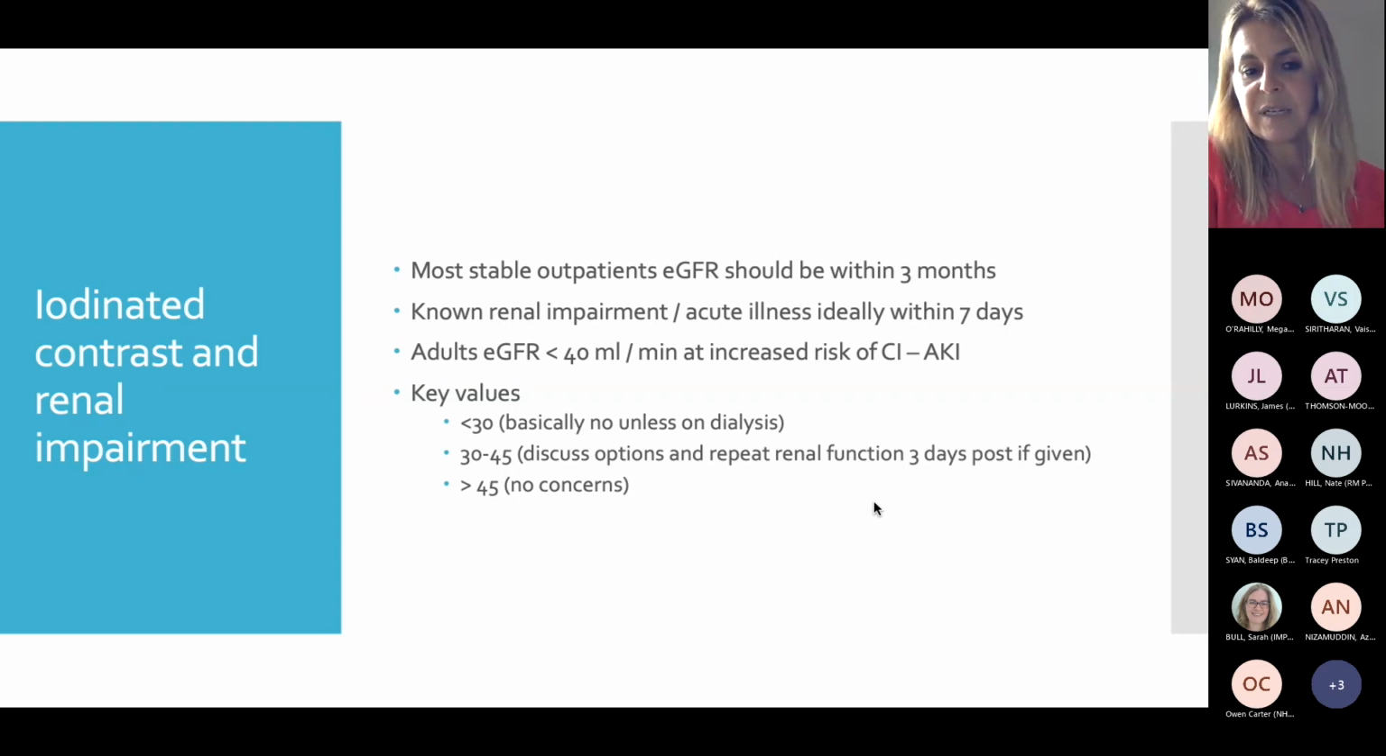And the key values we use in the imaging department are less than 30, 30 to 45, and over 45. So less than 30 is usually a no, unless they're on dialysis, very stable, and they've had a specific discussion with their renal consultant. 30 to 45 is discuss options in terms of what we're doing the scan for, how necessary is it, and then a repeat renal function 3 days afterwards. And greater than 45, obviously no worries.